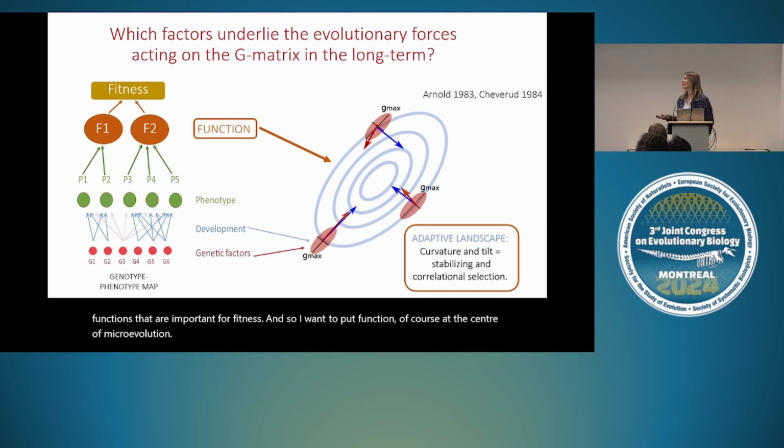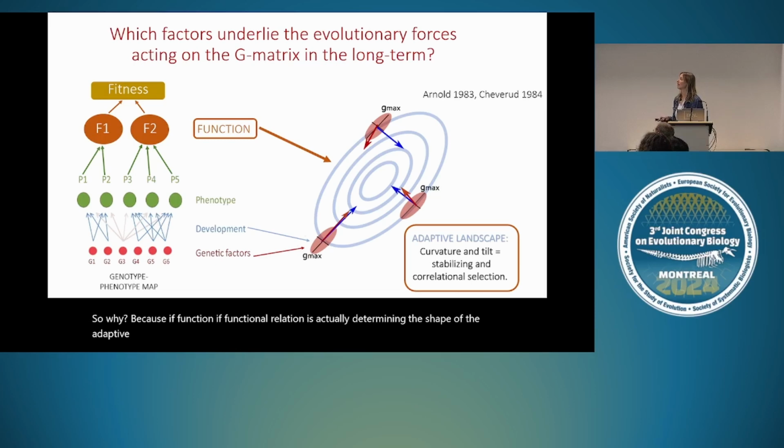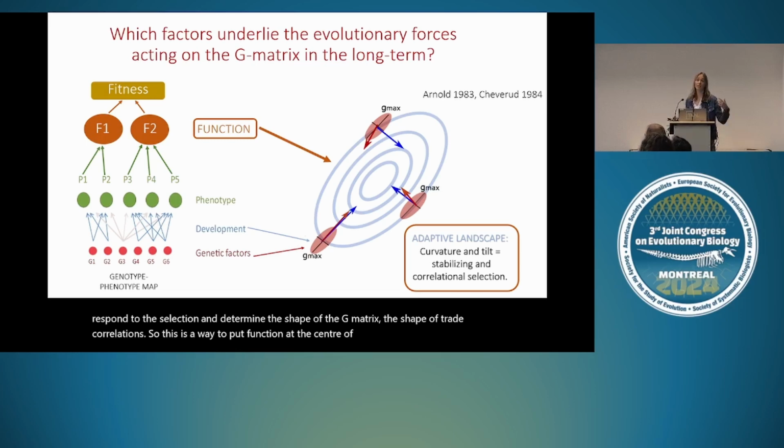So why? Because if functional relationships are actually determining the shape of the adaptive landscape at the populational level, it can actually determine how populations are evolving, and it can make these factors respond to the selection and determine the shape of the G matrix, the shape of trait correlations. So this is a way to put function at the center of shaping how trait correlations would be in the long term. But I also want to connect to macroevolution, right?